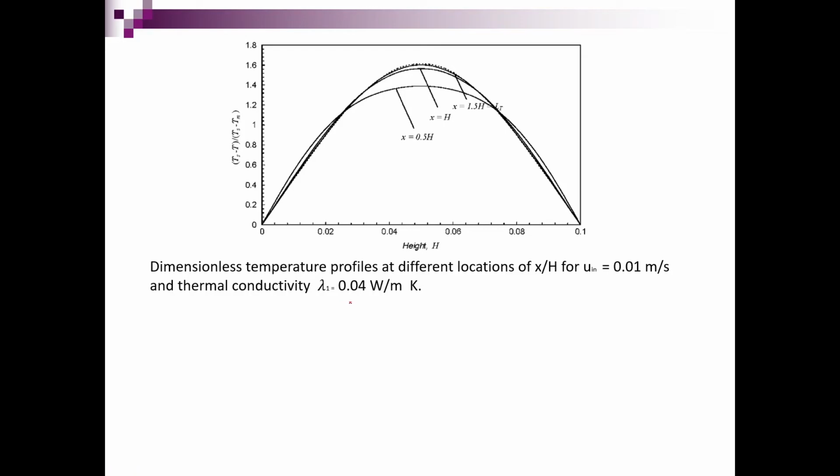This is what is obtained for the case where the inlet velocity equals 0.01 and thermal conductivity 0.04. As we can see, this is still developing. At x equal to 1.5h, the profile stays unchanged above this 1.5h. That means this 1.5h is the LT, the thermal entry length.